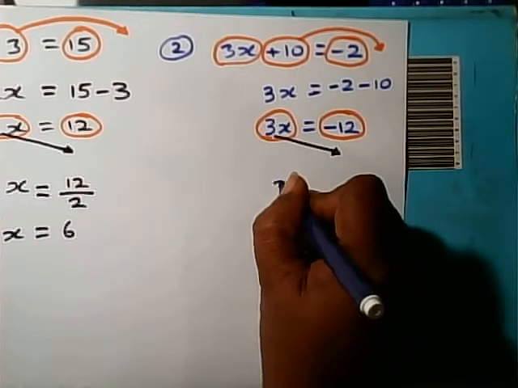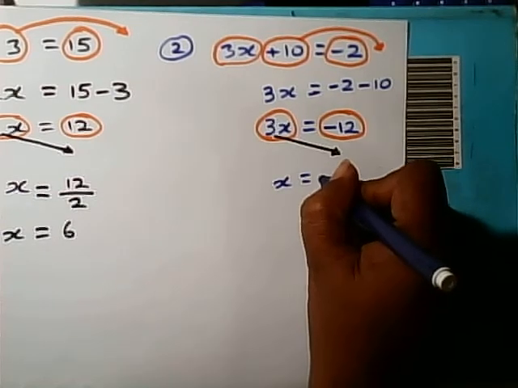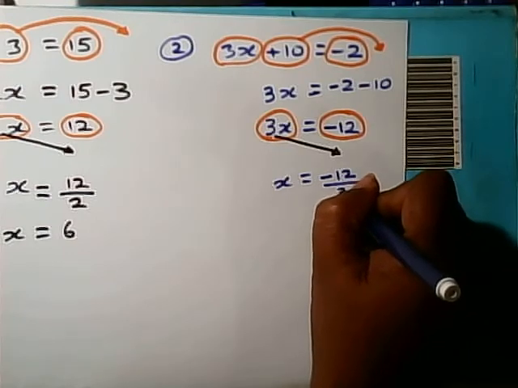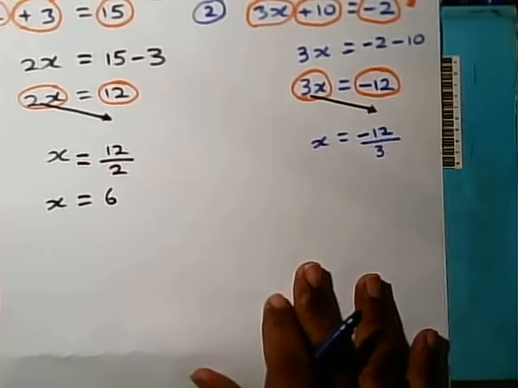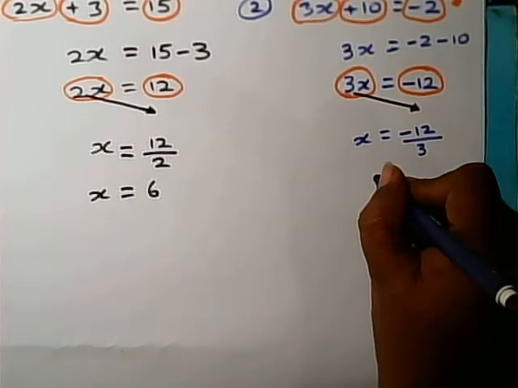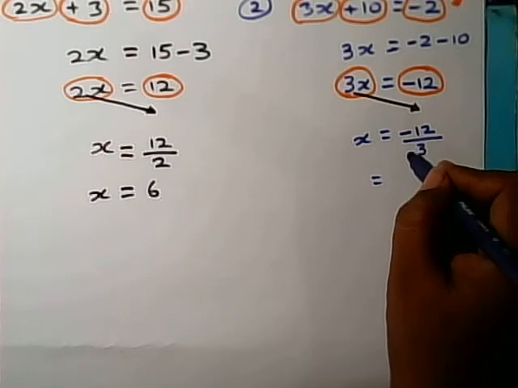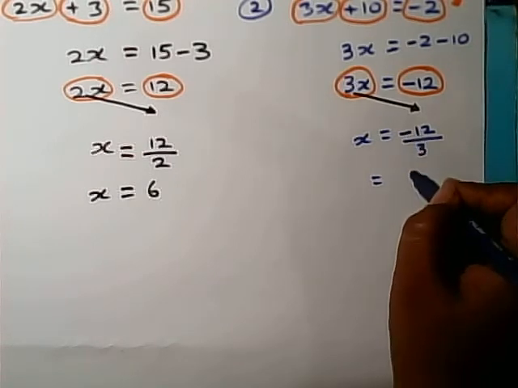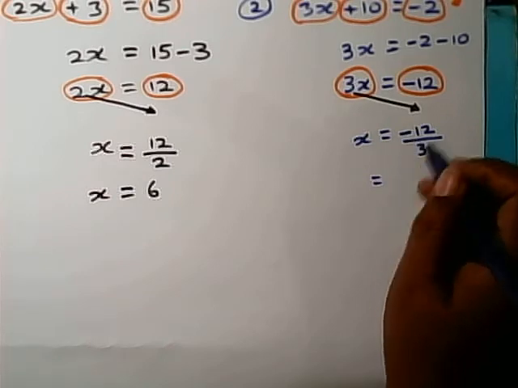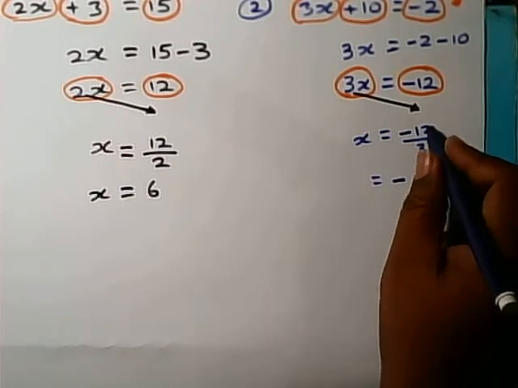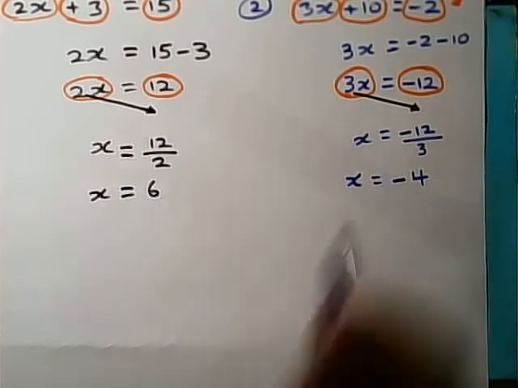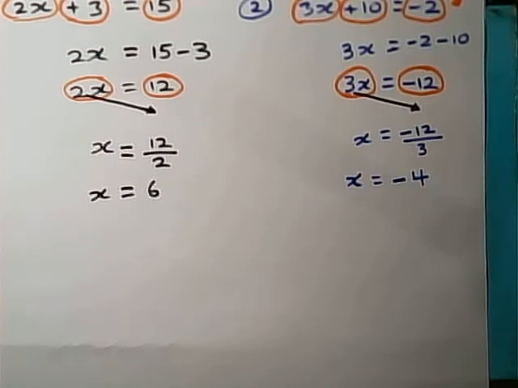So I end up with x alone on the side is equal to a negative 12 on top and a 3 below. A negative 12 divided by 3 would be, are the signs same or different? We have a sign which is a minus there, and we have a positive below. Different signs would be a negative answer. 12 divided by 3 is 4. Our answer is x equals minus 4.